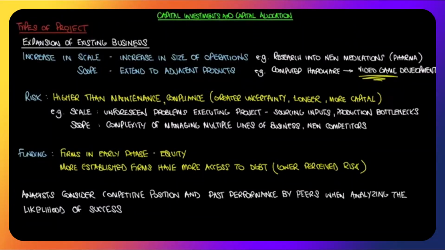Specific examples? Well, if it's scale, you're just getting bigger and bigger and bigger. There may be unforeseen problems executing that size project, so sourcing the extra inputs you need. There may be production bottlenecks that you didn't foresee. For increases in scope, well, it's not a completely new project, but you do now have different business lines, and you may experience problems, complexity in trying to manage those multiple lines, and you'll have new competitors. Suddenly you've got to start analyzing the competitors you face in the video game development sector, as well as the hardware you're producing. If you haven't thought all of this through before you launch, you could be in trouble.